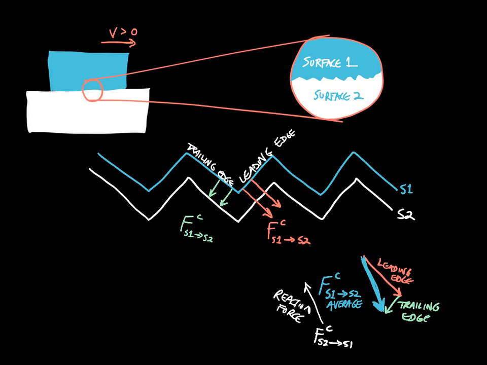Typically, you don't see the surface destroyed, which means there was a reaction force that pushed back. That's why it stayed smooth.